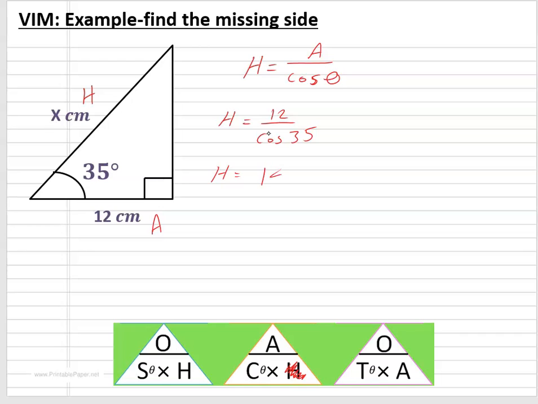That gives me 14.649. I'm going to write it out as x equals 14.65 to 2 decimal places, centimeters. Okay, so please press pause and copy that down.